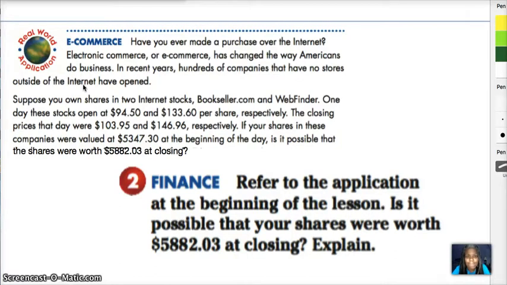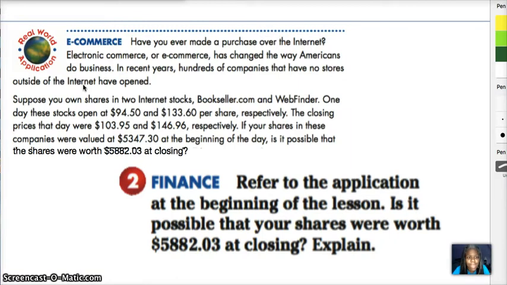Let's get started. Have you ever made a purchase over the internet? Electronic commerce, or e-commerce, has changed the way Americans do business. In recent years, hundreds of companies that have no stores outside of the internet have opened. And we know this because we're all post-COVID and we understand the deal.